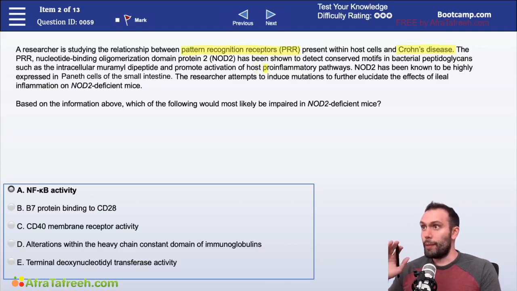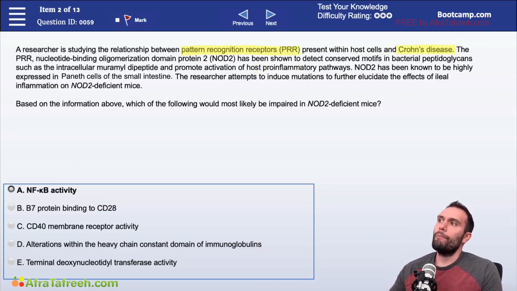So let me stop right there, because this is a situation where you want to stick to the things you know, because you're going to see things thrown at you in questions that are different than anything you've seen in your study material. So you want to stick to the things you know. So what do we know? We know a little bit about pattern recognition receptors, which I'll talk about in a minute. And you might have heard of NOD2. If you haven't, that's okay.